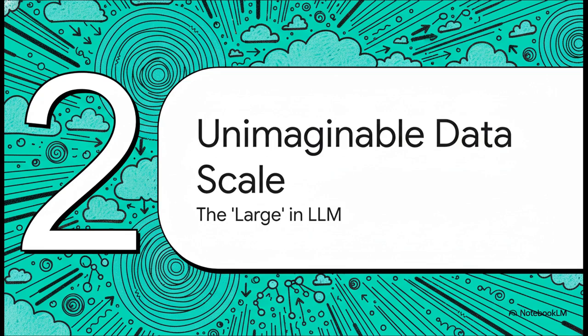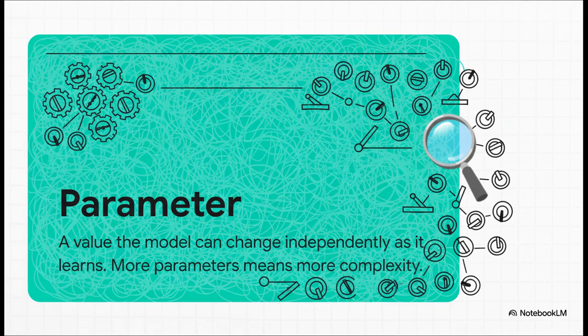Now, let's really focus on that first word, large. Because the scale we're talking about is pretty much impossible to fully comprehend, but it's absolutely fundamental to how these models work so well. To even begin to grasp that scale, we need to understand this word, parameter. Think of a parameter as a tiny adjustable knob inside the model's brain. As it learns, it's constantly tweaking billions of these little knobs to get closer and closer to the right answer. The more knobs it has, the more complex and nuanced its understanding can become.